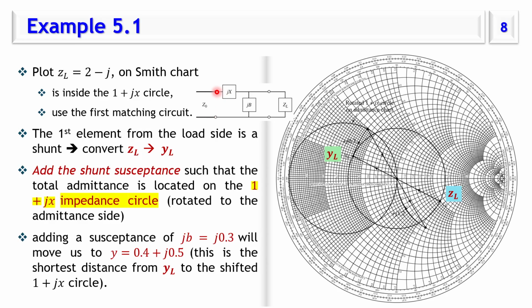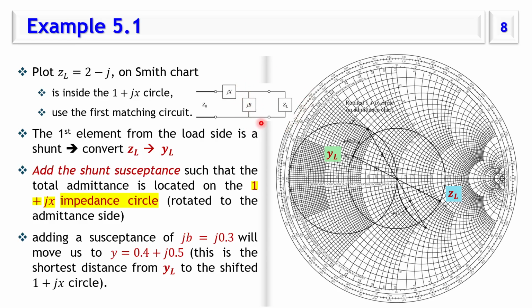So the idea here is to have the combination of the load plus the matching network equal Z naught. So the input impedance at this point, we need it to equal Z naught. So how would we do this? The first part is, okay, the idea here is to have the effect of those two elements together.